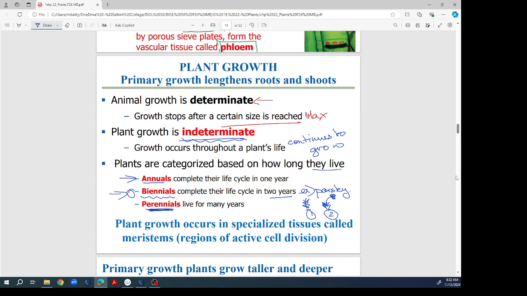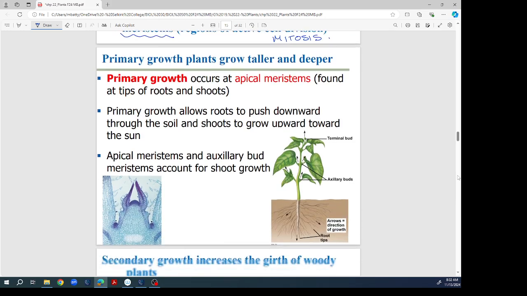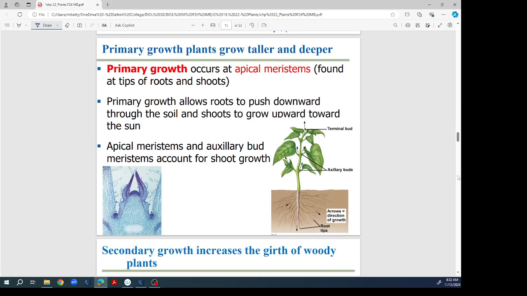If we were to talk about plant growth, there are some important regions of cell division, and lots of mitosis happens at these regions, and they're called meristems. We're going to talk about how there's primary growth and secondary growth, and there are different kinds of meristems that kind of are the location for that mitosis and that growth. So apical meristems are important for primary growth. So primary growth allows plants to grow up and down, basically. Secondary growth, as we're going to see, allows things to grow out.